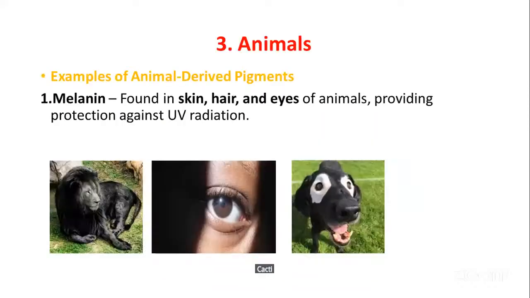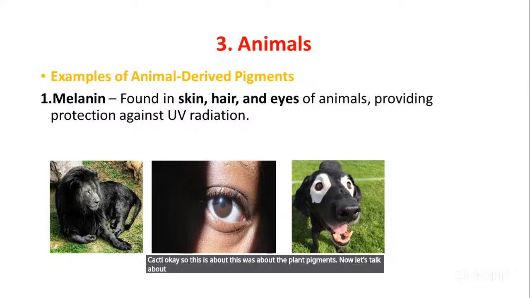Okay. So this was about the plant pigments. Now let's talk about the animal pigments in short. Many animals can produce pigments. The best example, we all know, is melanin, which is present in the skin, hair, and eyes of animals.